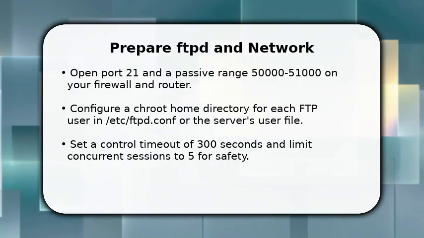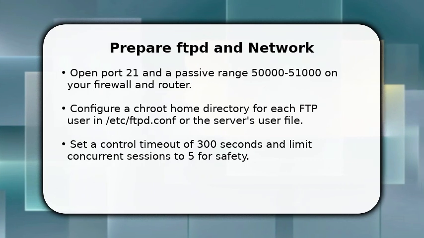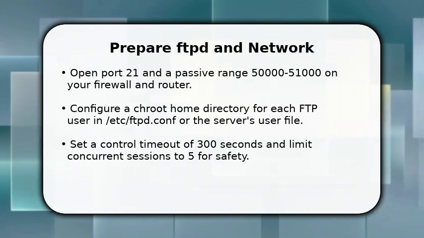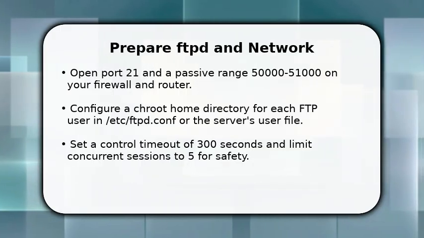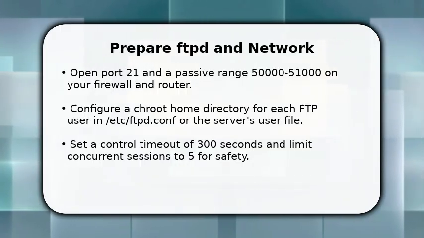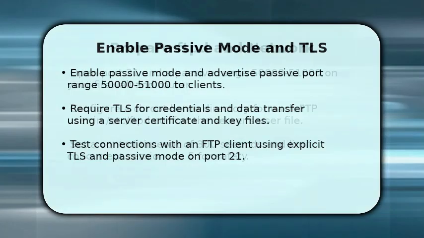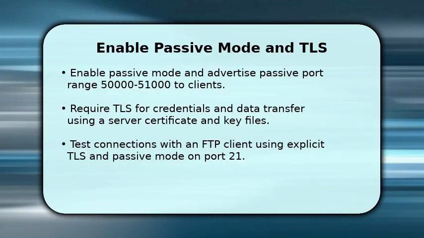Set a control timeout of 300 seconds and limit concurrent sessions to 5 to reduce resource abuse and accidental lockups while you test changes. Enable passive mode and advertise passive port range 50,000-51,000 to clients so NAT and firewalls can route data connections reliably.